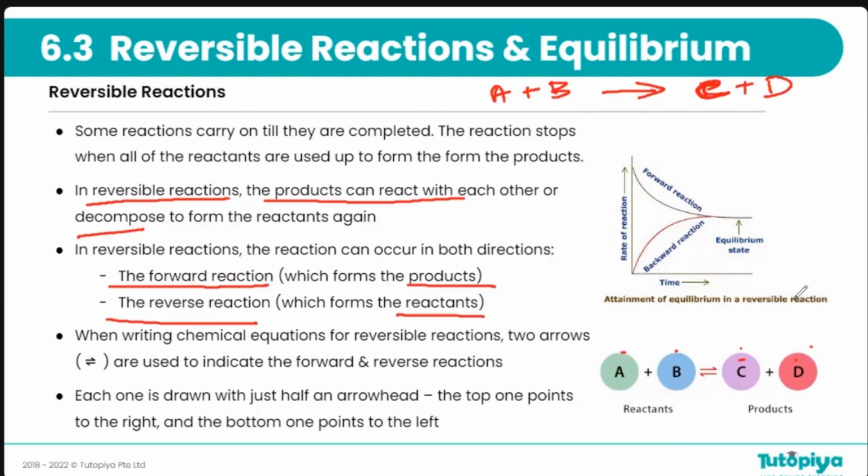It's very easy to spot a reversible reaction when the chemical reaction is written down because it will always be indicated by this double-headed arrow. We have one arrow pointing towards the right-hand side, indicating the forward reaction, and then at the bottom we have another arrow with just a half arrowhead pointing towards the left-hand side, which indicates the reverse reaction. Whereas in an irreversible reaction, you just have one arrow like this.